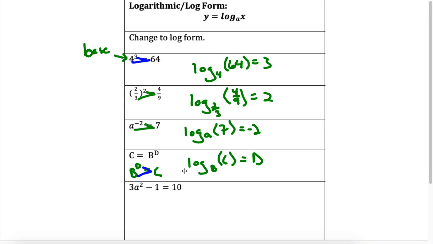Lazy 7 like that. Now, for this last example, in order to use our lazy 7 or to rewrite as a log, we need to get the exponential by itself first. So I would need to divide by 3, and then I can rewrite this as a log. But we need to get the exponential by itself first. So now I can say log base A of 11 thirds equals 2.